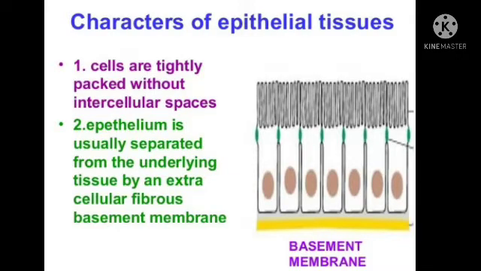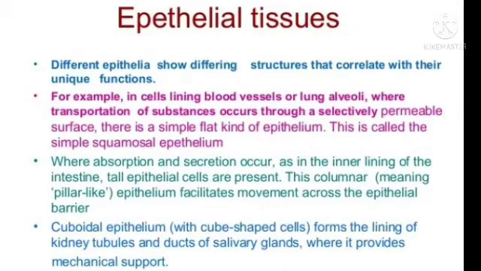Characters of epithelial tissues. Cells are tightly packed without intercellular spaces. Epithelium is usually separated from the underlying tissue by an extracellular fibrous basement membrane. Different epithelia show differing structures that correlate with their unique functions. Further on, let us discuss different types of epithelial tissues.